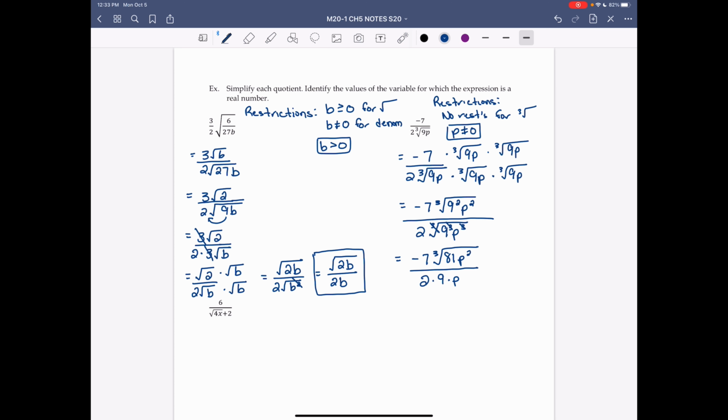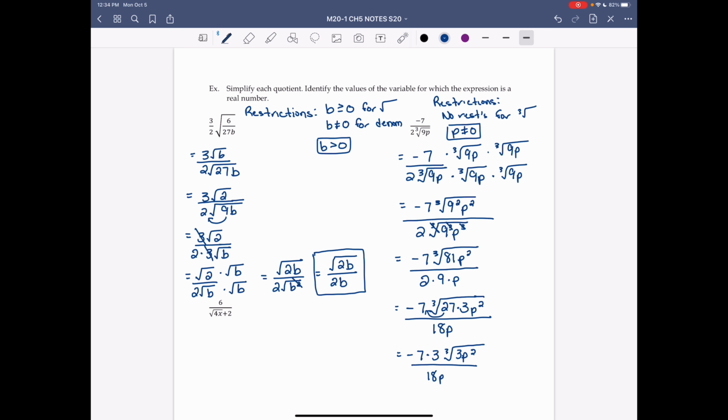Can we simplify the cube root of 81? Yes, we can divide 81 by 27, which is a perfect cube. -7 times the cube root of 27 times 3, p squared, over 2 times 9 is 18p on the bottom. We can take the cube root of 27, it's 3, so -7 times 3 cube root of 3p squared over 18p.